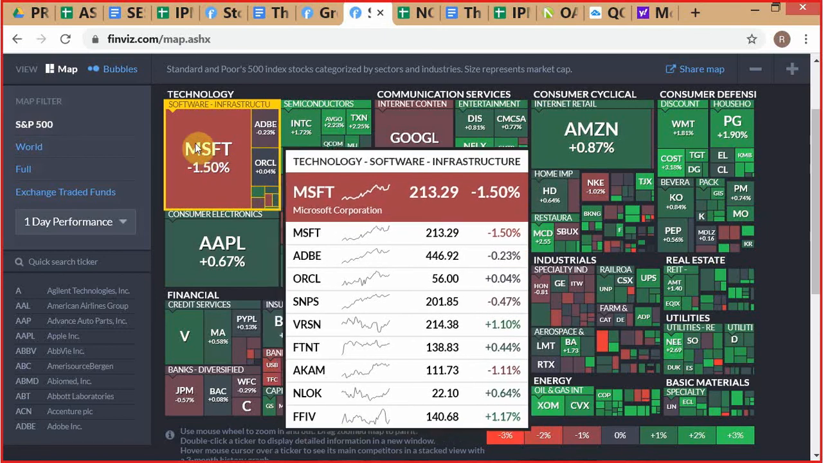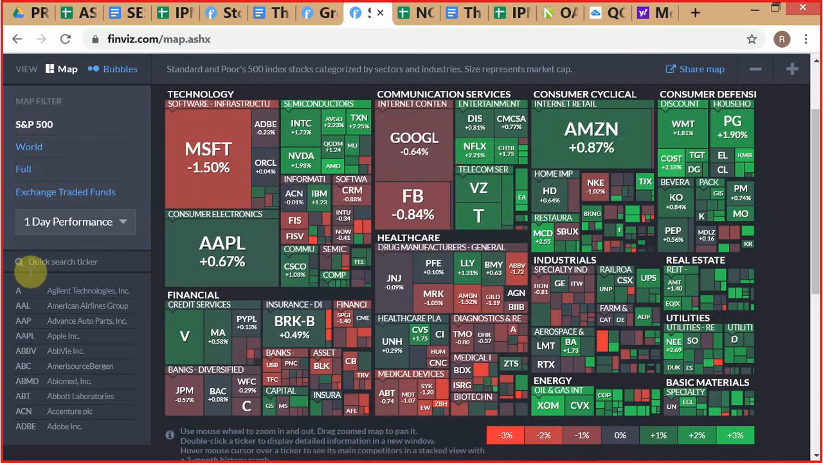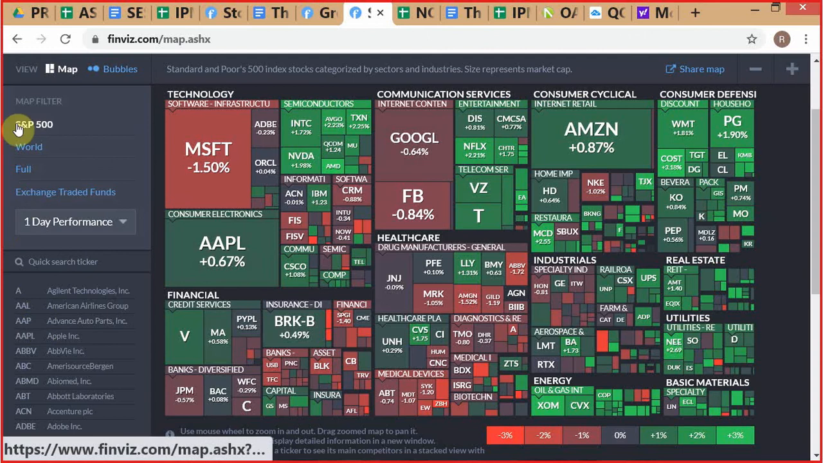And now this is why I say that when I look at this heat map of your S&P 500 stocks, look at the number of stocks I see here. There are 500 stocks. I'm very confused. Okay, which one should I follow? I can't follow 500 stocks.